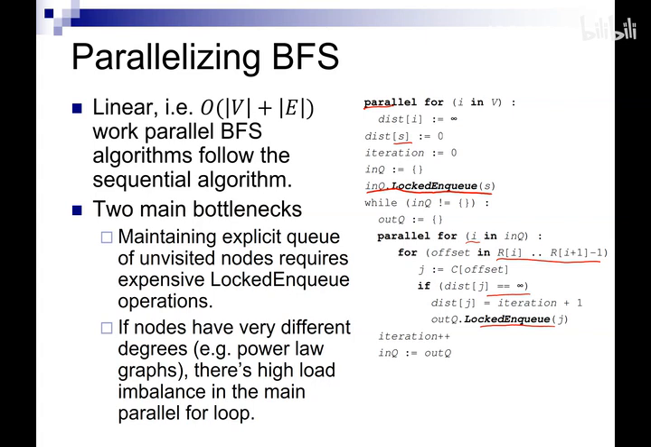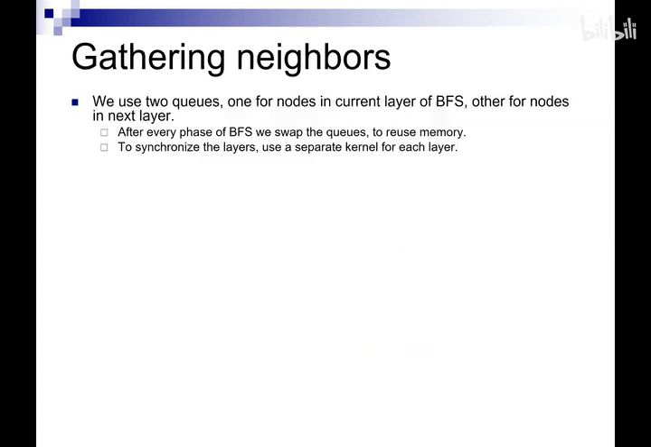Next we're going to try to fix these two problems. We're going to try to not use an explicit queue, and find some way to avoid having to lock things, because that's very expensive. Also, we're going to try to find a better way to load balance between threads. So first let's figure out how to avoid using a locked queue.